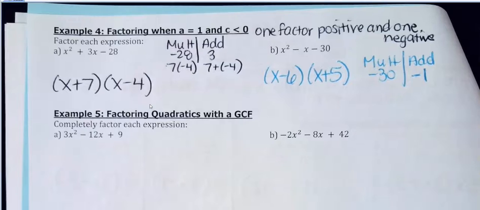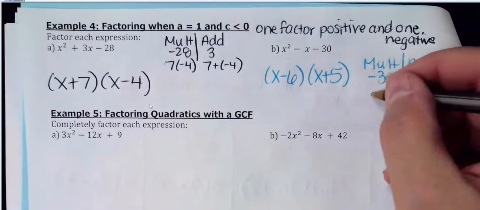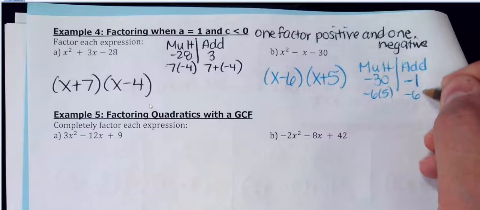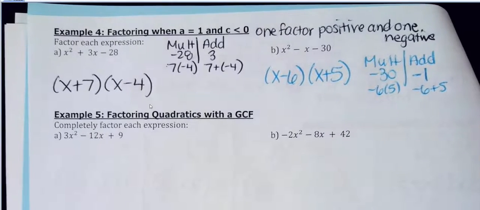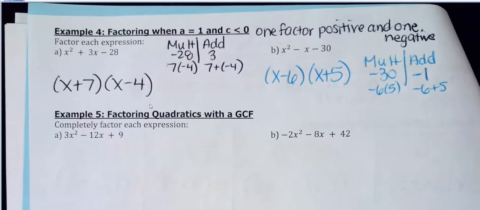And again, you can switch the order. The x plus 5 can come first, the x minus 6 can come second. But the 6 has to have the minus, the 5 has to have the plus. If you check that real quick, negative 6 times 5, that's negative 30. Negative 6 plus 5 gives you back the negative 1. So you're just checking to make sure it fits both of those requirements. Is anybody having a question?